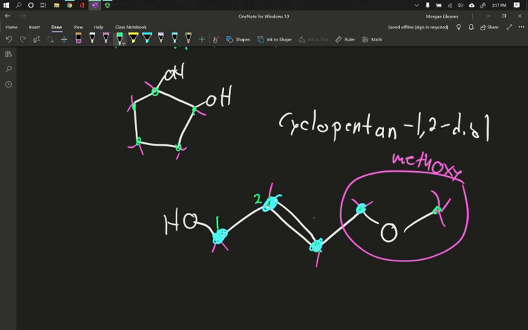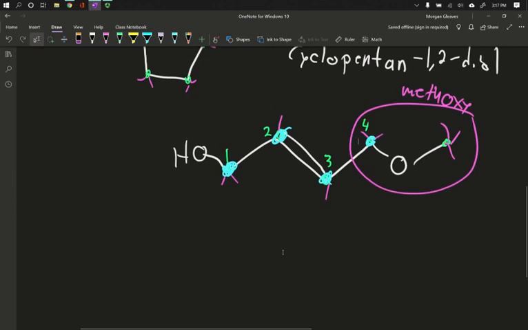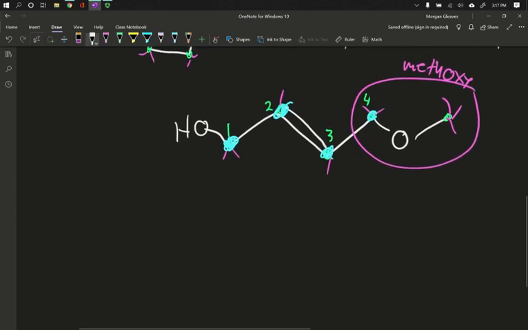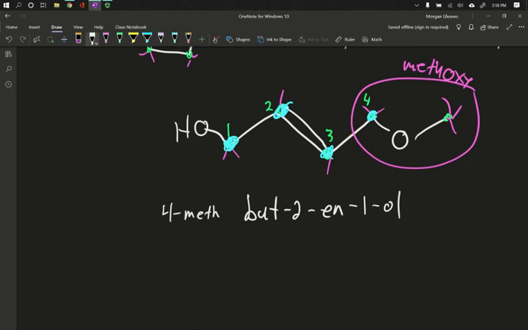Number 1, number 2, number 3, number 4. We want our functional group, the OH, to be as low as possible. So this is a bute. It's at position 2, a double bond. Butene. It's at position 1, an alcohol. It's got a methoxy at position 4. And that double bond is trans, as drawn.